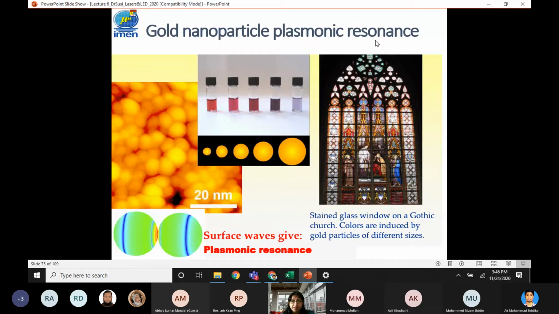So gold nanoparticles, plasmonic resonance, you can also see it in many different applications, right? For example, this is in nanoparticles of different sizes. It emits different plasmonic light. And this shows in a church. So there are gold particles, and it's emitting different colors of light.